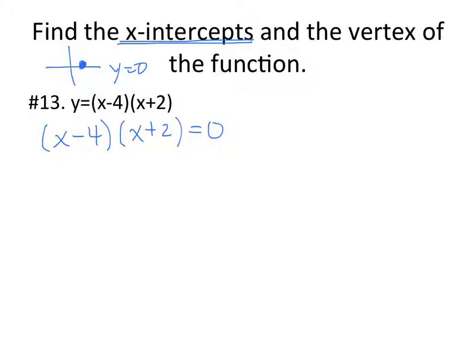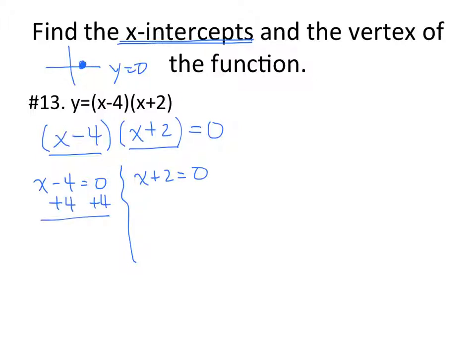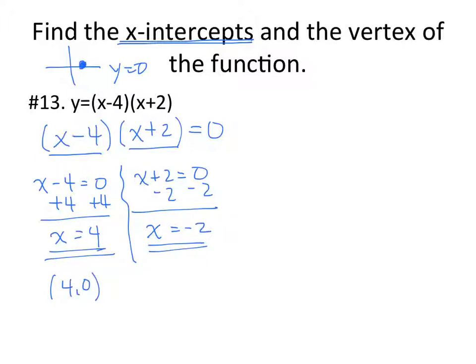So now we know that either one or both of these terms have to equal 0. That means x minus 4 equals 0 or x plus 2 equals 0. So when we add 4 to both sides, we'll get x equals 4 as one solution, and then we'll subtract 2 on the other side to get x equals negative 2 as our other solution. Since these are our two intercepts, our coordinates are going to be 4, 0 and negative 2, 0.